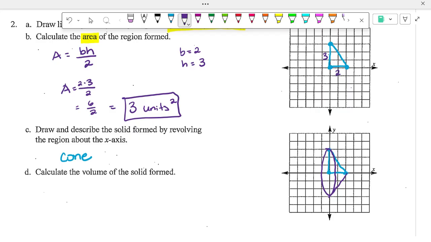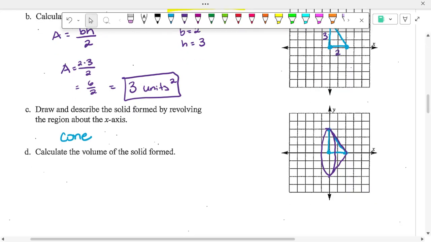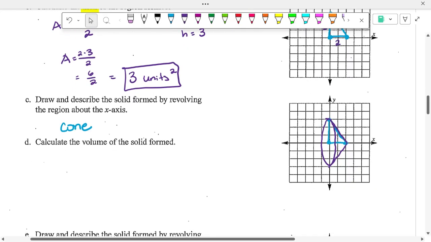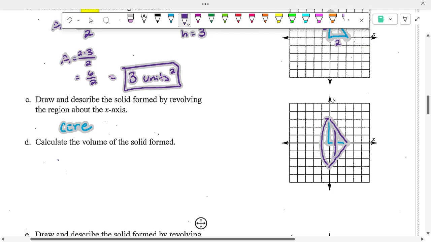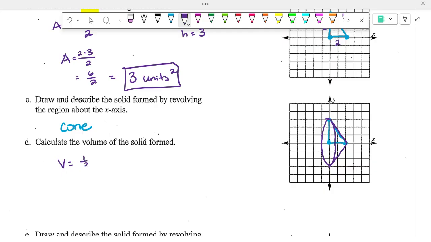Now it wants us to calculate the volume of that cone. Look on your reference sheet. First off, what is the formula for the volume of the cone? 1/3 pi r squared h. So it's pretty much the same thing as a cylinder. You just multiply by 1/3, or divide by 3, however you want to put it.